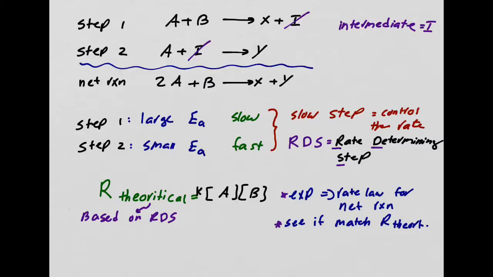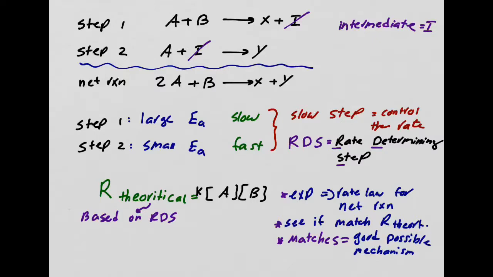Now, what happens if it does match? If it does match, what does that mean? What do you think? If it matches, then that means this is a good possible mechanism. So I'm going to do the experiment, figure out the rate law, and then match it against what we thought is true. And if they do match, then that means this is a good possible mechanism.